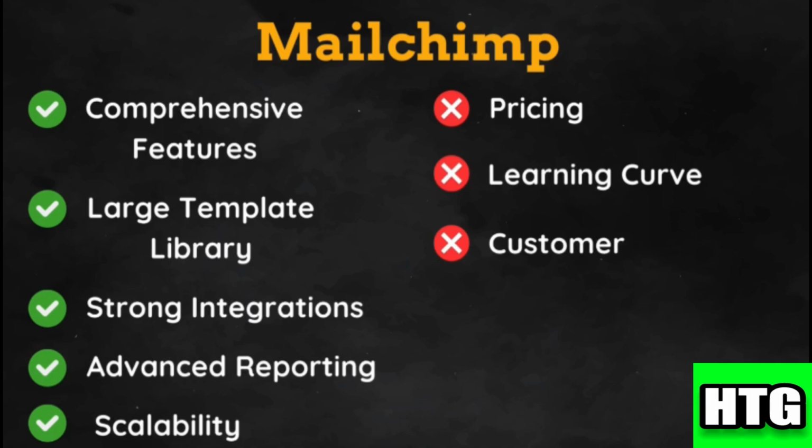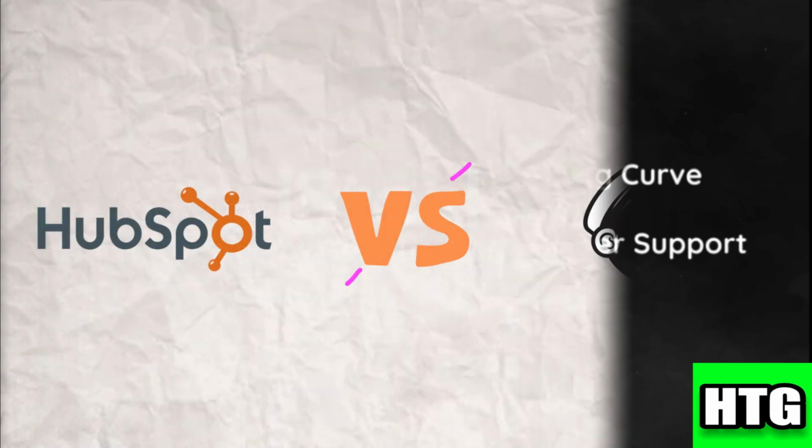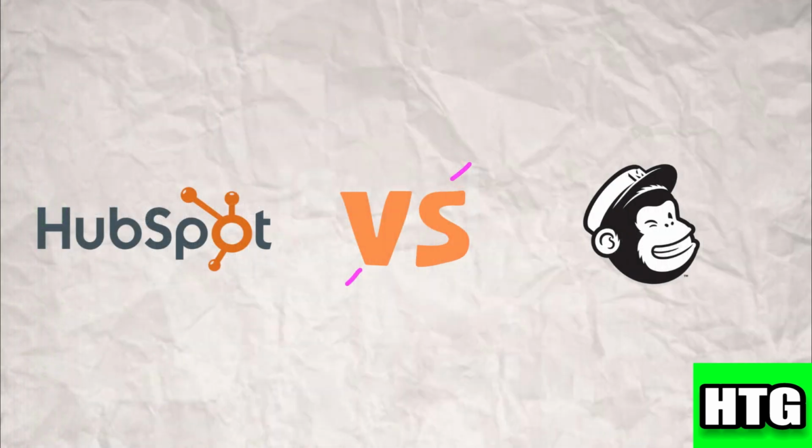Mailchimp's customer support is tiered, with better support available only to higher tier subscribers. Choosing between HubSpot and Mailchimp depends on your specific business needs and goals. In 2024, Mailchimp is better suited for businesses that require advanced features, robust integrations, and detailed analytics. On the other hand, for a versatile, well integrated solution for broader business needs, choose HubSpot.